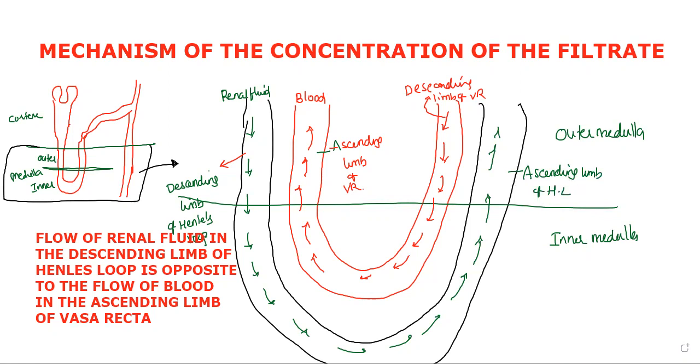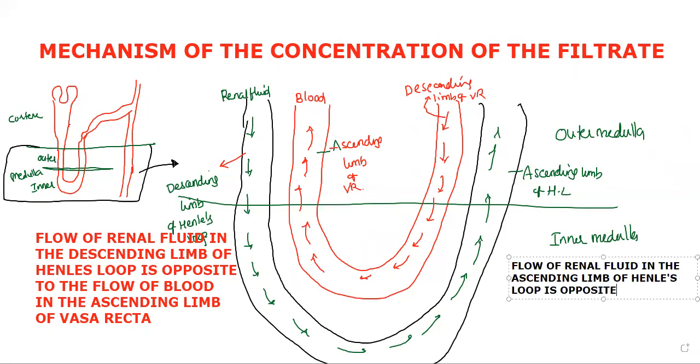We need to make a statement here, similar to the one we made earlier. The flow of renal fluid in the ascending limb of Henle's loop is opposite to the flow in the descending limb of vasa recta.